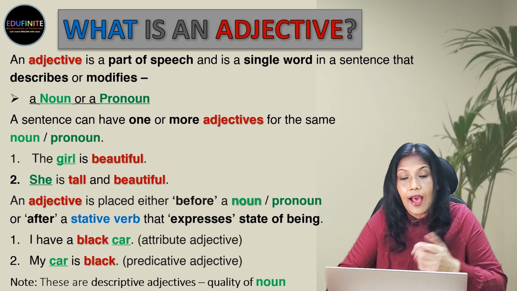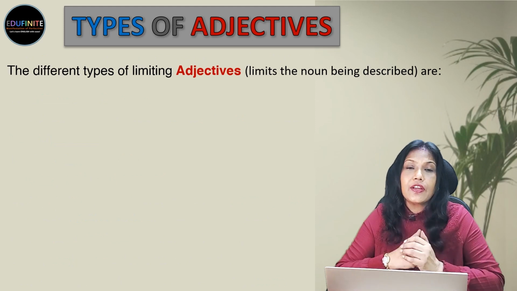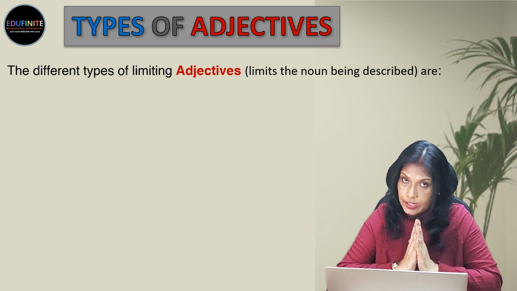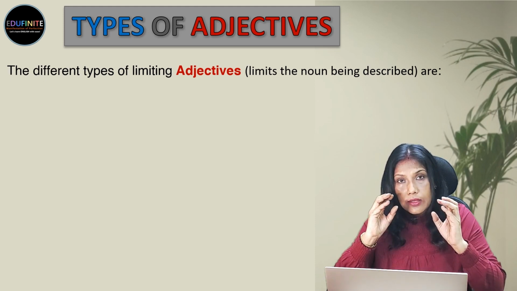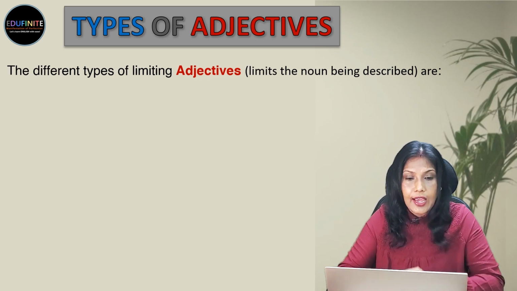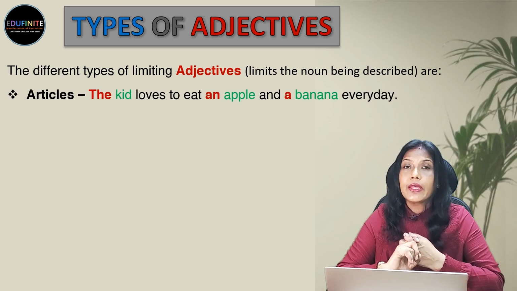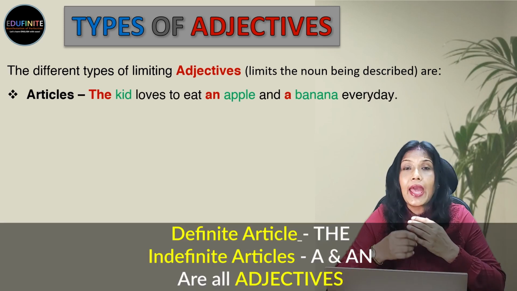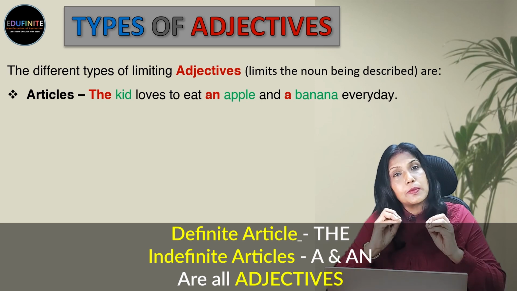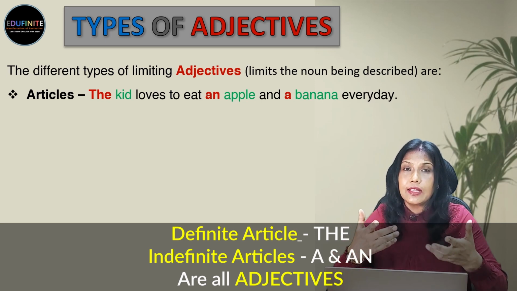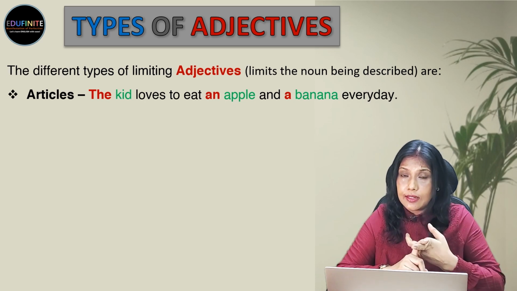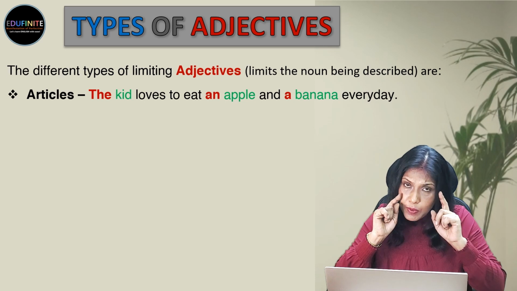Okay, now let's look into the other categories, the different types of limiting adjectives. Why limiting adjectives? Because these adjectives limit the noun being described. That means they give a limited description of the noun, and they are articles. We know the articles, the definite article the and the indefinite articles a and an. So these articles are always placed before a noun. So they tell us whether that noun is something particular. The article the, when it's placed before a noun, that noun has been pinpointed.